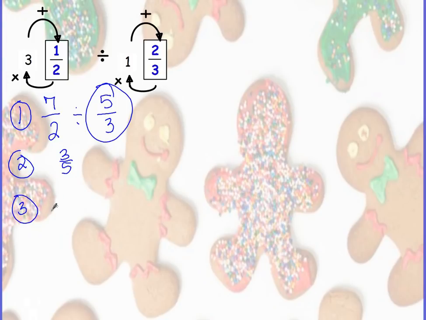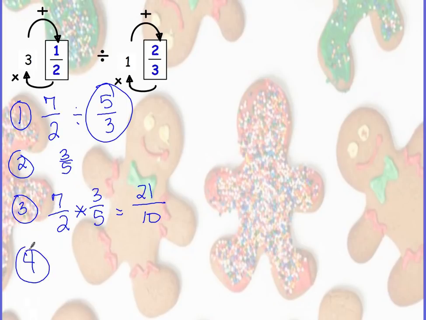My third step is going to be to set up this problem as multiplication and to actually multiply. So I get 21 over 10. And that fourth step is to convert. So in this case, I have 21 pieces and I have to put it in groups of 10. I can make 2 groups of 10, which uses 20 pieces with 1 left over. So I will have 2 groups of 10 with 1 piece left over out of 10.